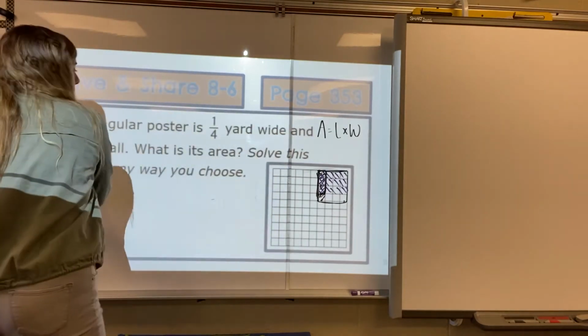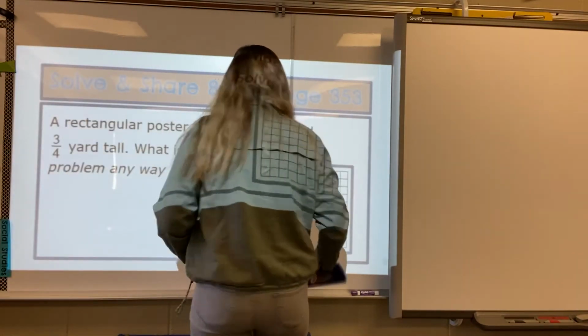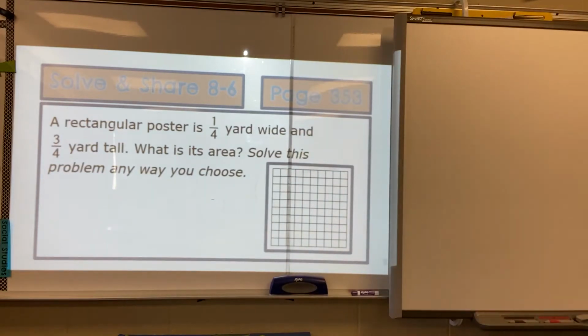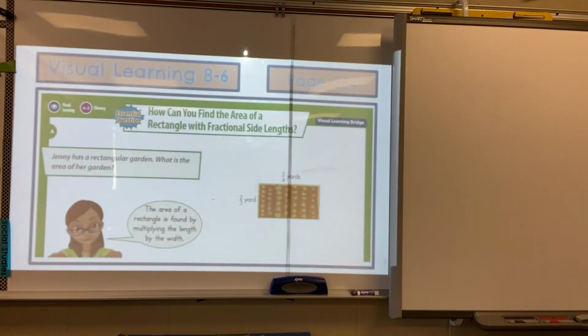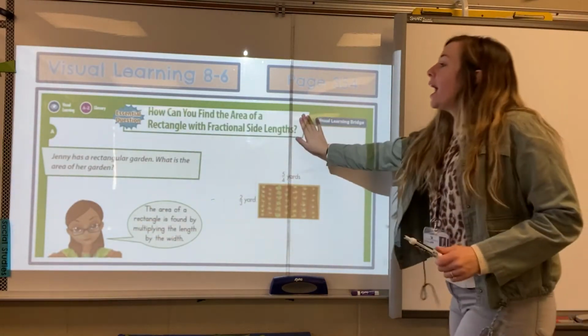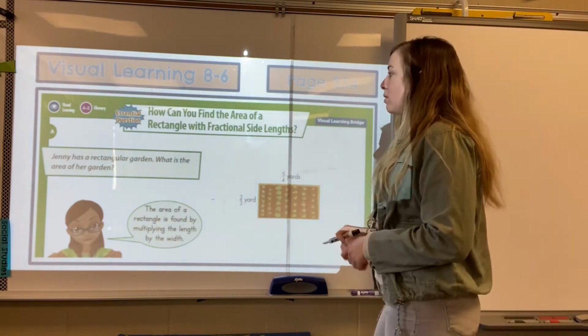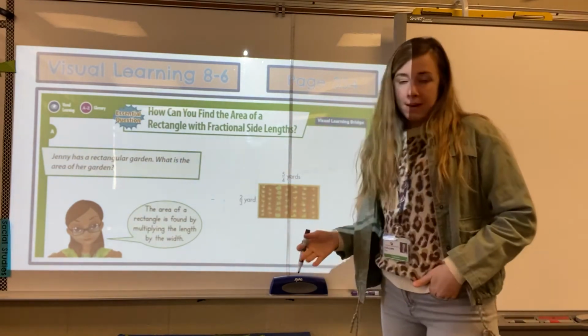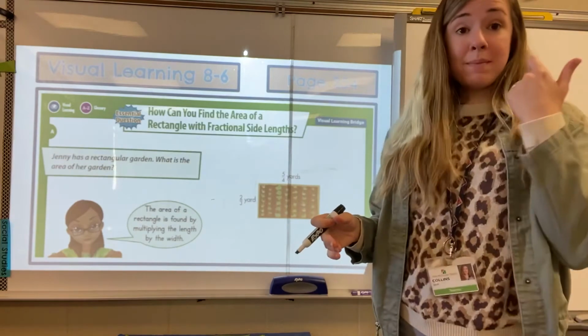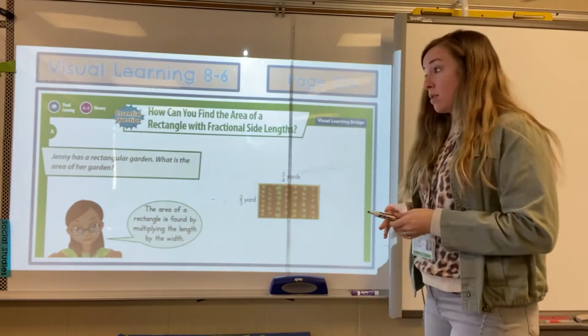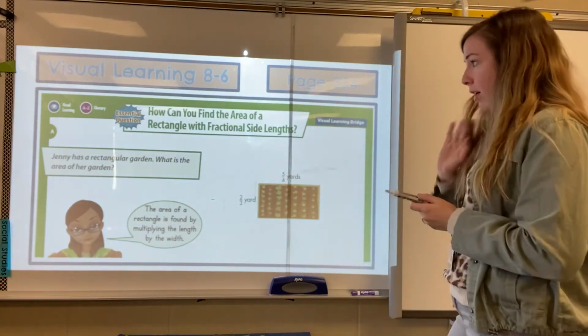Alrighty, let's go ahead and look at our essential question today and our virtual learning bridge. Our essential question is, how can you find the area of a rectangle with fractional side lengths? Well, we've just talked about how area is length times width. So we would have to multiply those two fractional amounts to get our area.